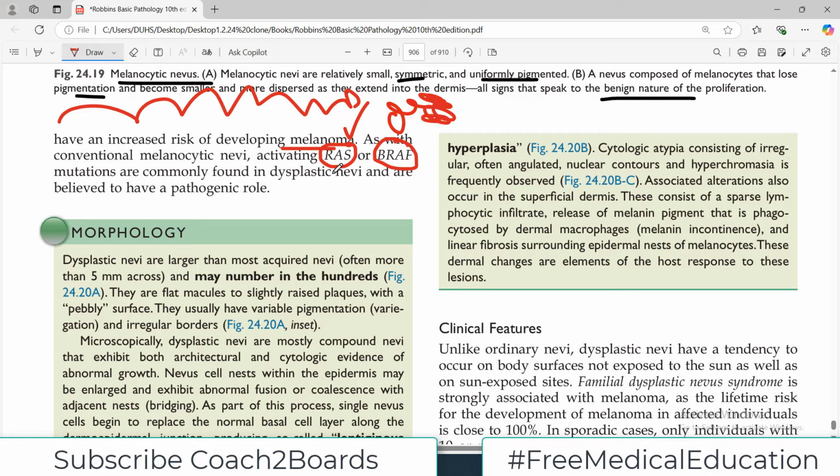These mutations are also common in dysplastic nevi. So therefore, these genes, RAS and BRAF, they are surely associated with almost all types of melanocytic proliferations.